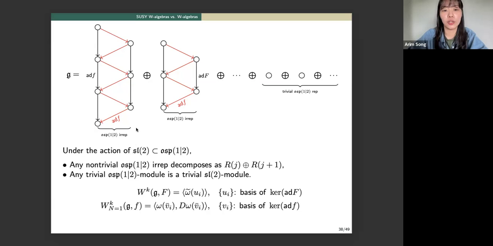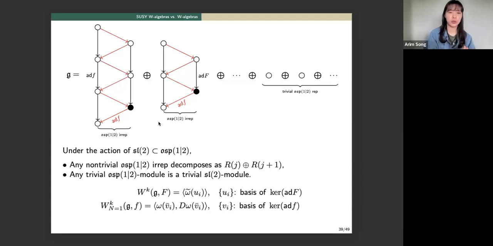One can see that any non-trivial OSp(1|2) irreducible representation decomposes as a direct sum of two SL2 irreducible representations whose dimension difference is just 1. So in this case, it's 4-dimensional plus 3-dimensional, and it's 3-dimensional plus 2-dimensional. And if there is any trivial OSp(1|2) representation, then it would be immediately just a trivial SL2 representation. So one can see that these black dots are actually the extra elements that are contained in the kernel of ad large F, but not in that of small f.